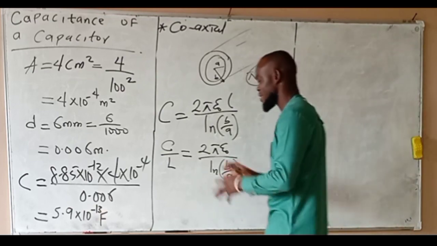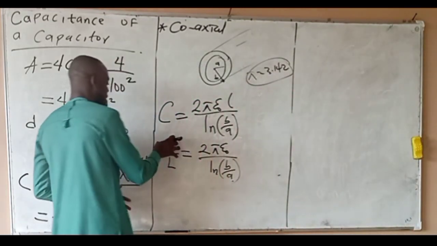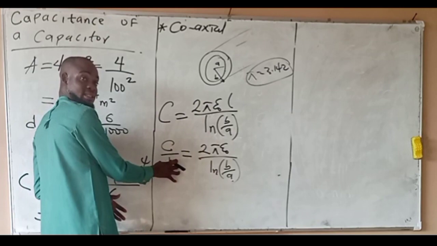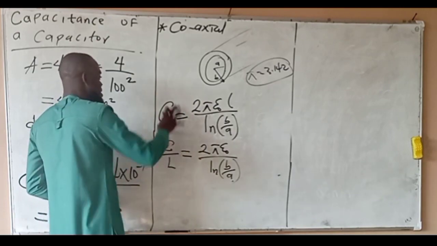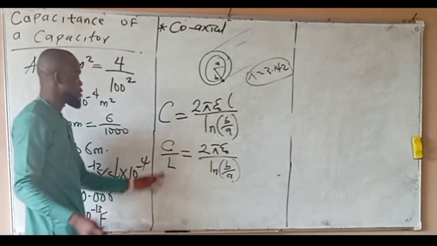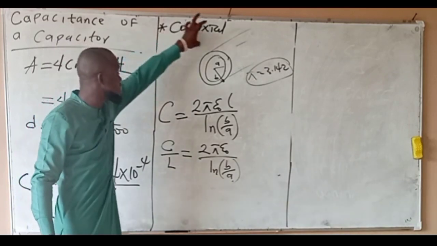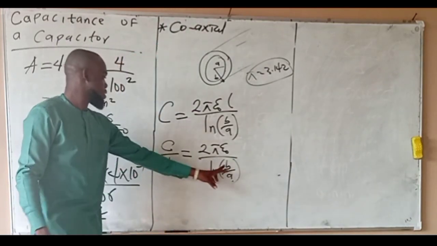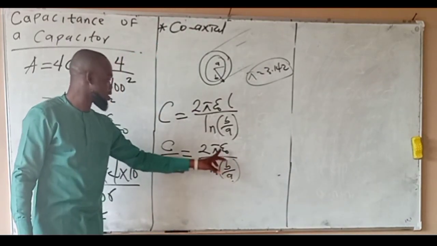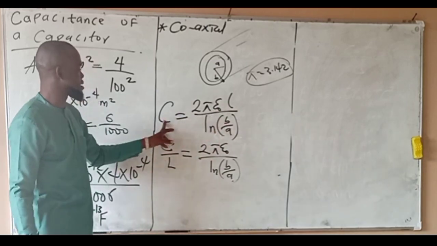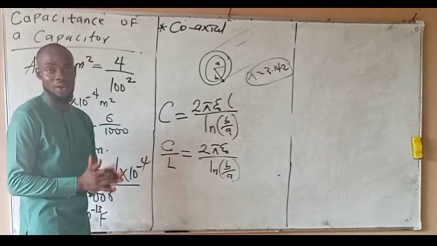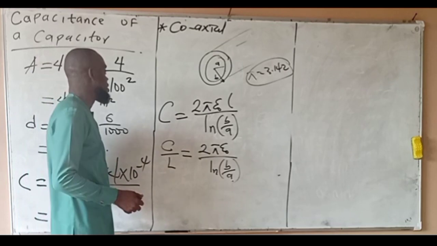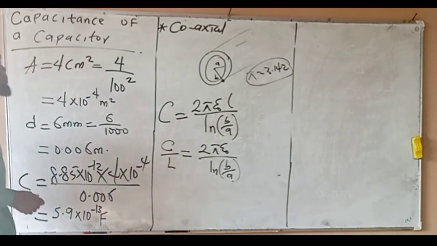For a coaxial cylindrical capacitor, remember, first, the capacitance per unit length, that is over length. That is the general capacitance per unit length for a coaxial cylindrical capacitor, involving the external radius, the length, and the capacitance. Ln means natural logarithm.